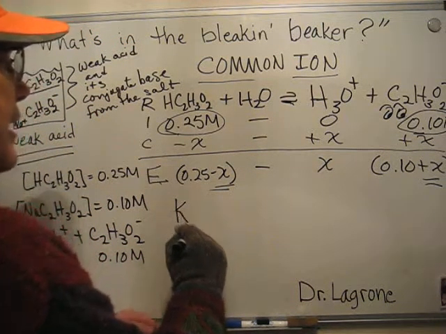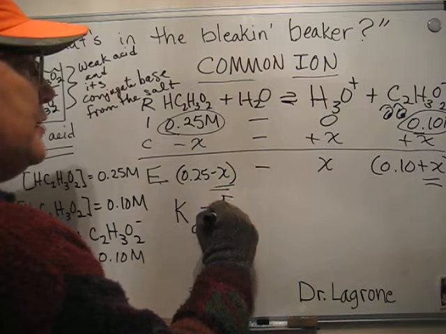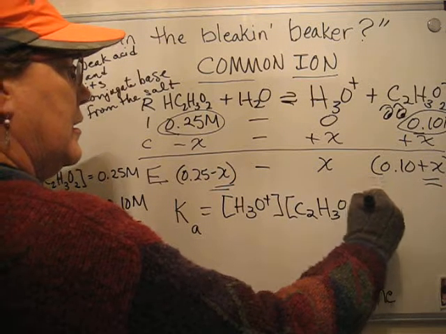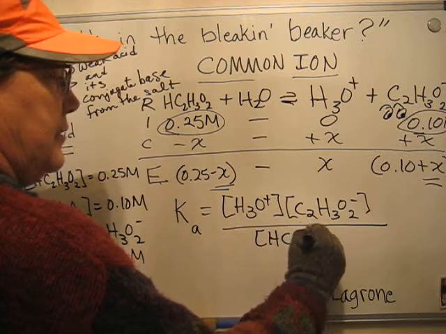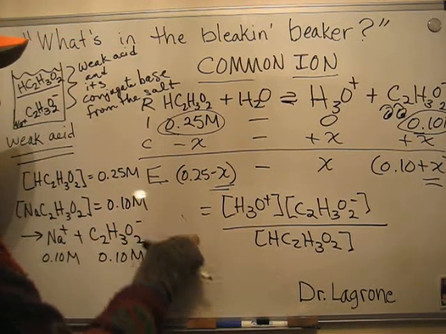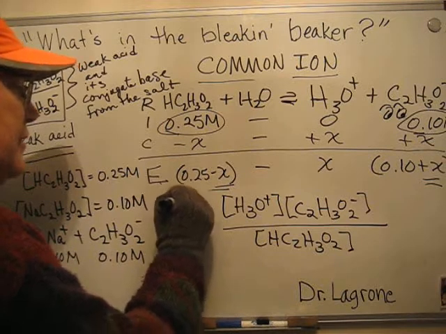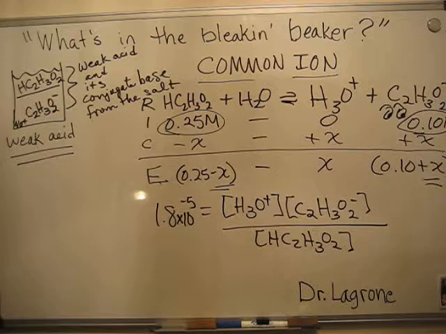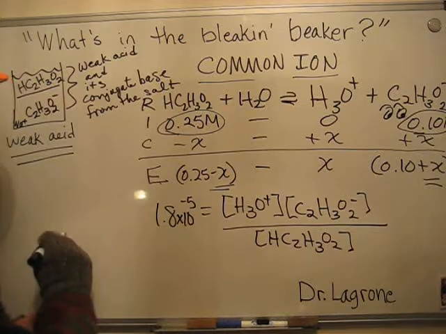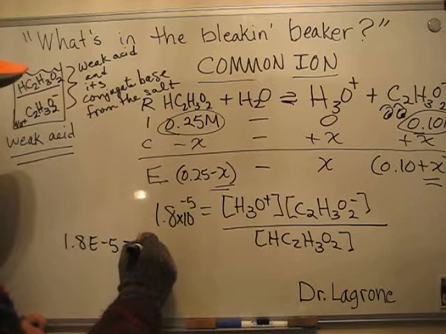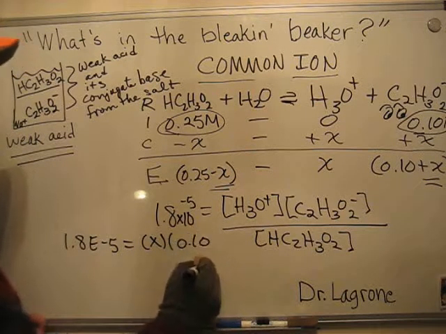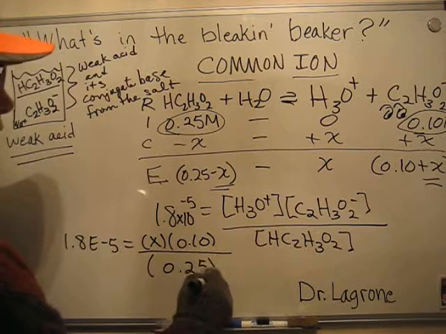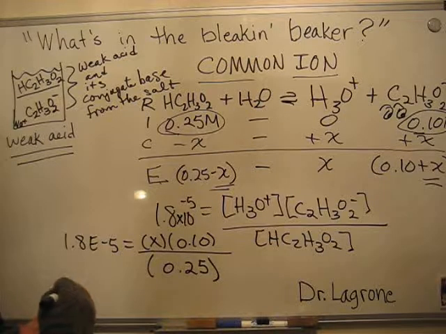So here you have K. This is a weak acid, so you need Ka equals concentration of products to their coefficient over the concentration of the weak acid. Ka for acetic acid, just a coincidence, is the same as ammonia. So here we go. We end up with 1.8 E minus 5 equals X times 0.10 plus X, but we know we get to ignore that X, and 0.25 minus X is essentially 0.25.